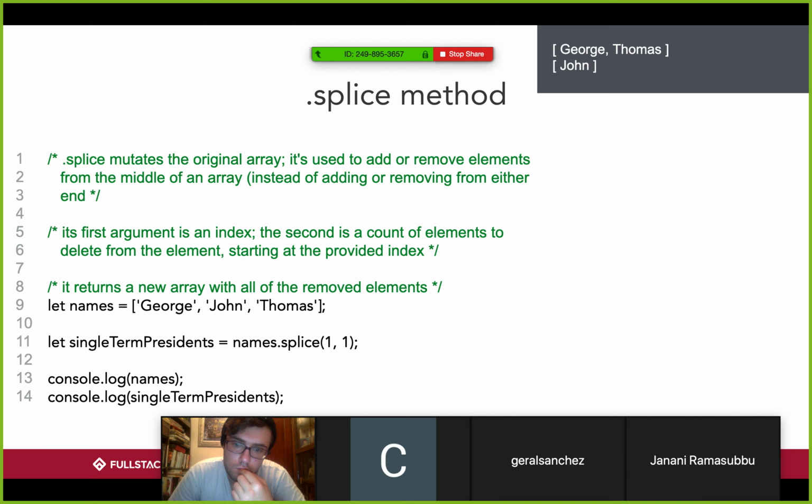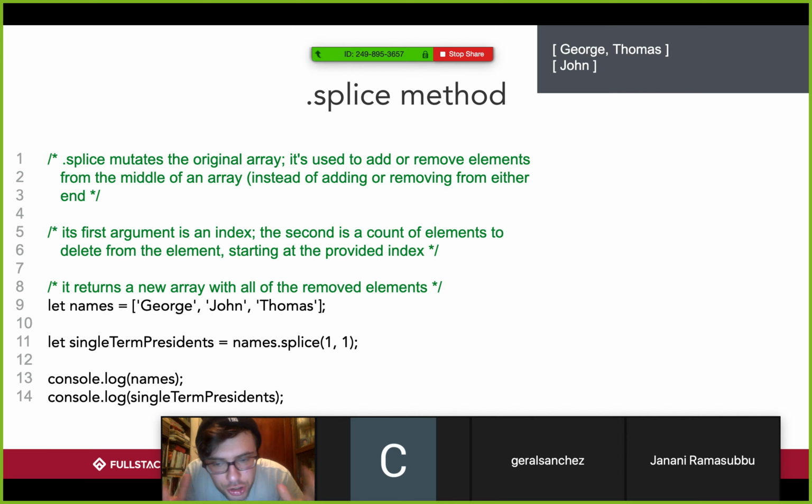So let me see if I get this straight. You just explained that to get rid of John, you put 1, comma 1. For Thomas, 2, comma 1, and I'm assuming that if I want to get rid of George, it would be 0, comma 1, right? Yep. What does the one at the end represent again? The second one? Yeah, the second one. The second one is the delete count. It's how many things will be deleted. Okay.